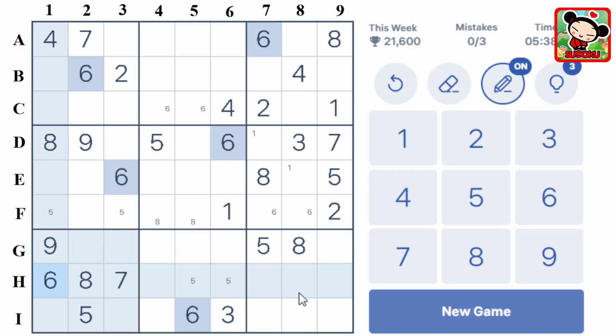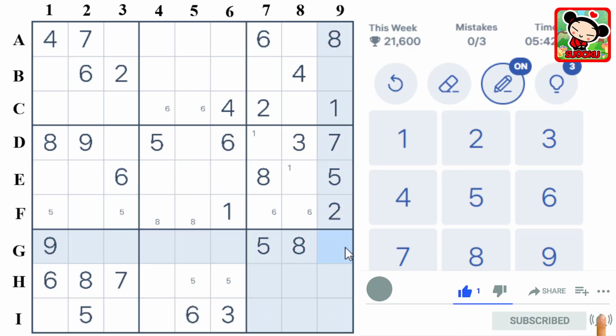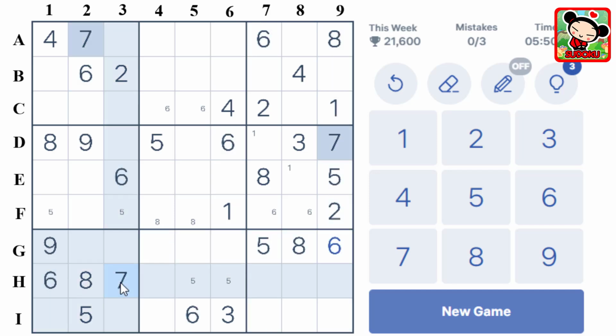In block 9, number 6 appears in row H. Number 6 appears in row G. So there is only one empty cell, and of course number 6 will appear there. We can see a number 7 in row H, a number 7 in column 9. So in block 9 there will be 2 empty cells. Use a pencil to mark the number 7 there.